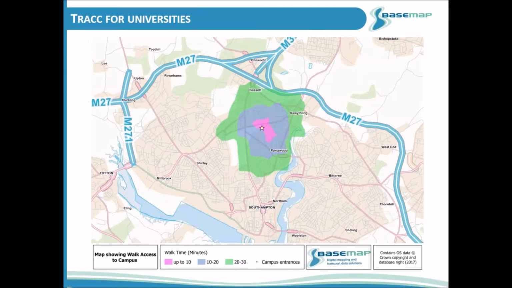We can also then look at maybe walking. This is again showing walking up to 30 minutes, again to the campuses in Southampton, so the area that's pink is up to 10 minutes, blue is up to 20 minutes, and the green colour is up to 30 minutes. And you can see again, it's not a complete circle. It kind of comes off due to the curvature of the road network. It's not a proper bullseye effect. You can see where it's curved based on where people can and cannot walk.